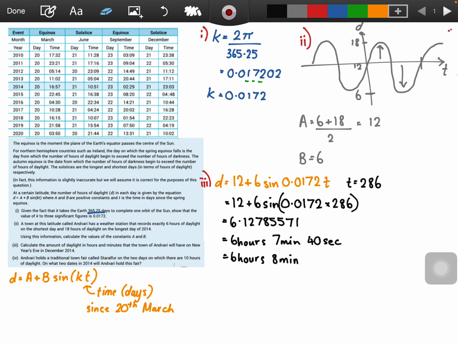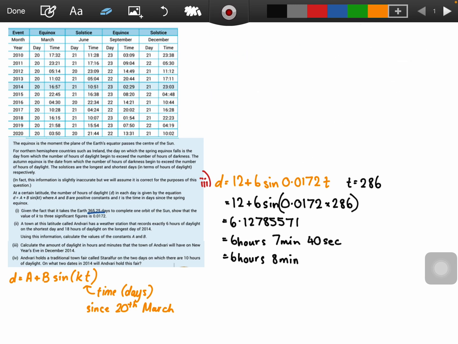I'm going to rub out a lot of what I have just so I can write out what I've been given. So for part 4, it gives us a massive hint in saying that there are 2 possible days and it gives us the amount of time. So my function was that D is equal to 12 plus 6 sine 0.0172 T. And they have now told me that D is 10 hours. It's the day when there are 10 hours of daylight.